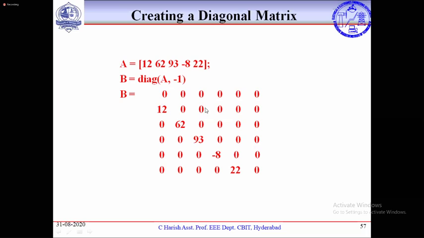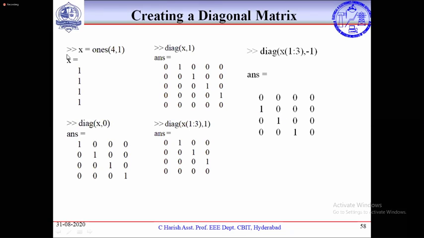Now, this is about the diagonal. We'll have some examples regarding the diagonal matrix. Okay. Now, coming to x equal to ones of 4 comma 1, it is ones of 4 rows, 1 column. This is 1, and we are going to have diag of x comma 0. Diag of x comma 1 is shifting. The matrix size is getting modified.